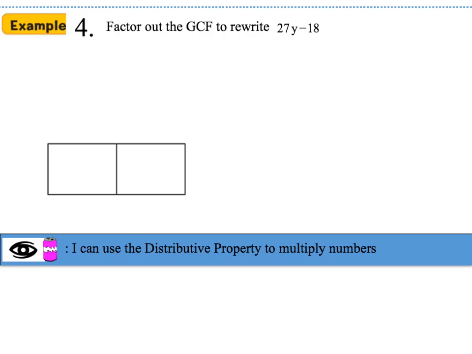For example 4, it says factor out the greatest common factor to rewrite 27y minus 18. So notice you cannot combine 27y minus 18 because these are 2 different terms. This has a y and this does not have a y, so you can't combine them. But what we can do is take these numbers and place them inside of the model because there are no parentheses. No parentheses, let's place them inside the model. So the 27y will go here, and I'm going to place the 18 right here, and I'm going to place the minus sign right on top of the line.